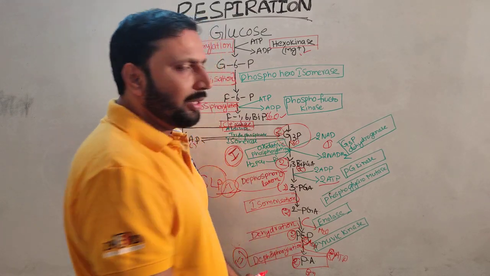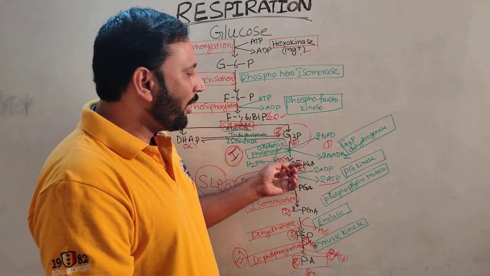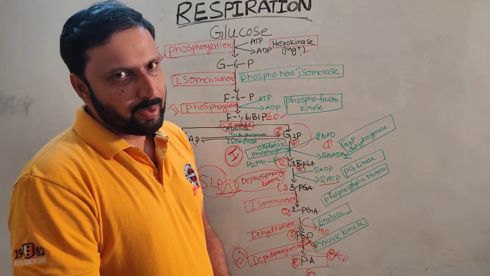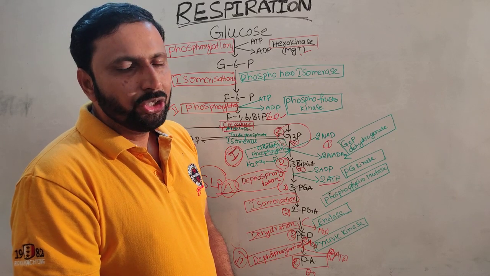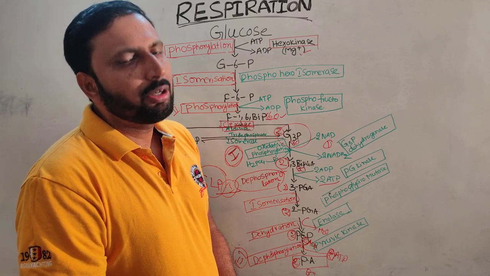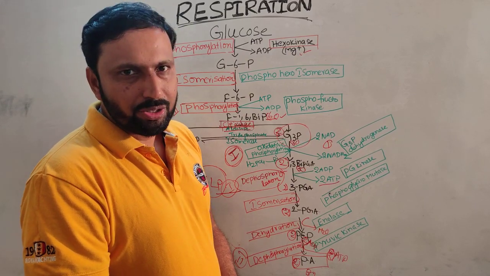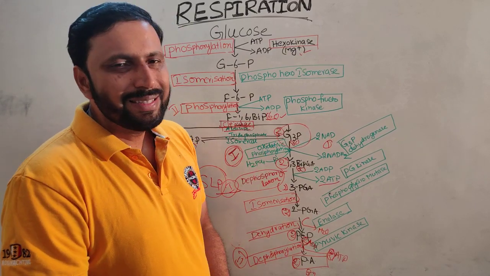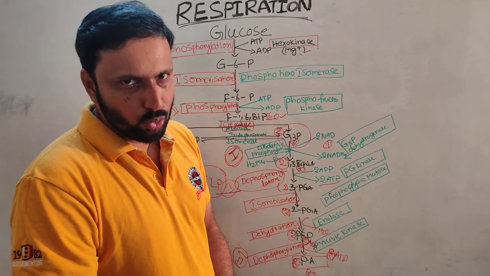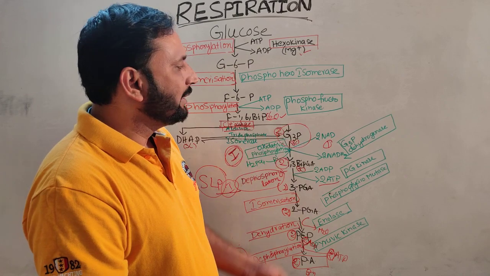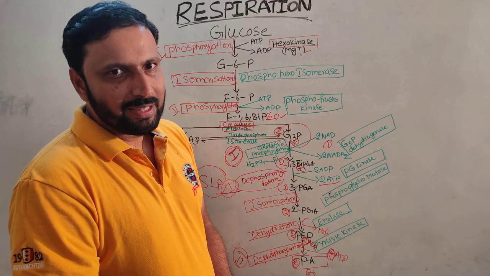Then two molecules of glyceraldehyde 3-phosphate undergo oxidative phosphorylation. Here in oxidation, there is no direct involvement of atmospheric oxygen. This oxidation is removal of hydrogen. That is why NAD is converted into NADH2. For 1 G3P, 1 NADH2, and for 2 G3P, 2 NADH2 can be synthesized.